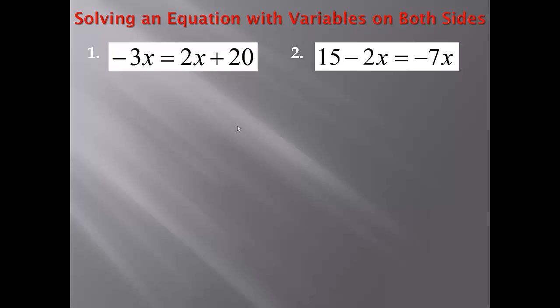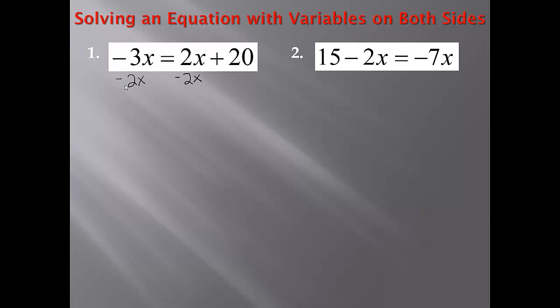We need to combine our x's. So we need to subtract 2x from the right-hand side. That way we can eliminate it on the right-hand side. And if we do it on the right-hand side, we also have to do it on the left-hand side. So we'll have minus 2x on the left-hand side. 2x minus 2x is 0, so that's how we eliminate it on the right-hand side.